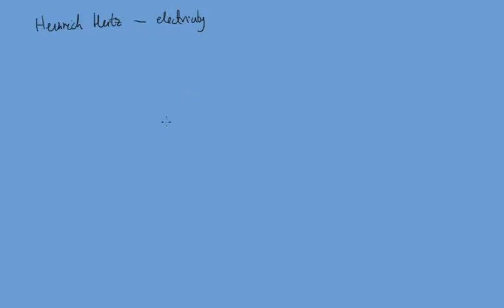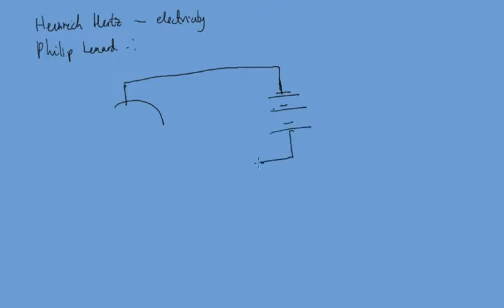Now, his assistant, what was his name? Philippe Lenard. This was his research assistant. He took the study much further, and he built the following apparatus. So if we have a kind of arc here, we've got a variable power supply. And we've got a very sensitive ammeter, it's microamps.